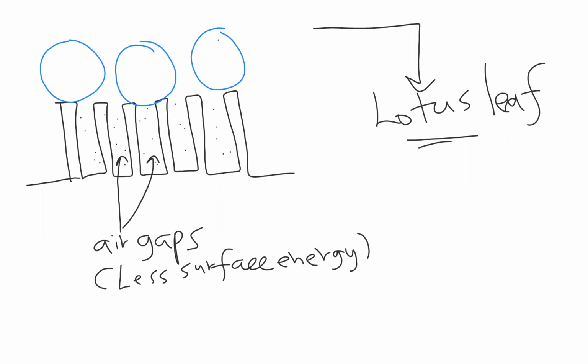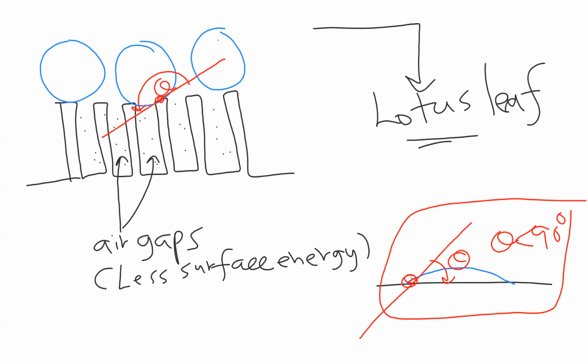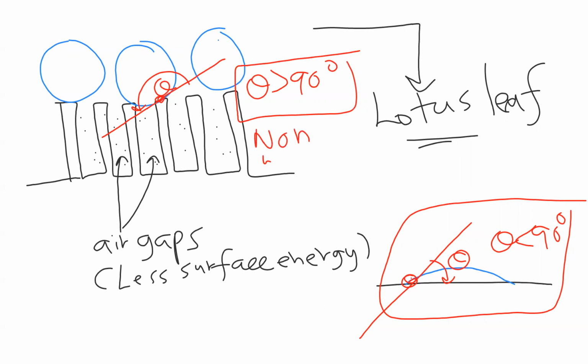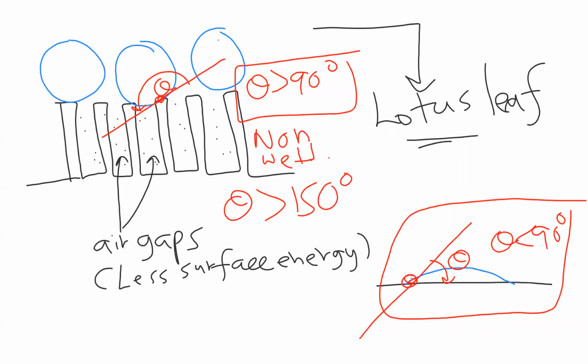In a normal surface, if you put a water droplet on your table, the droplet is like this. The contact angle is from here to here. Contact angle is lesser than 90: hydrophilic type, wetting. But here, if you draw this, the contact angle is greater than 90. Hydrophobic, non-wetting. If it is greater than 90, hydrophobic. If it is greater than 150, we call it super hydrophobic.